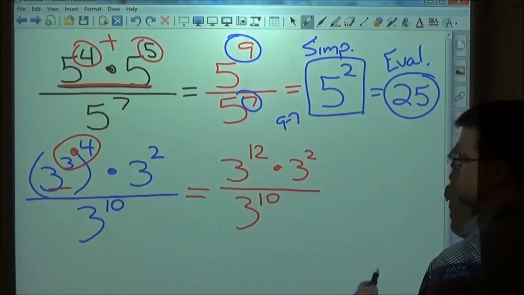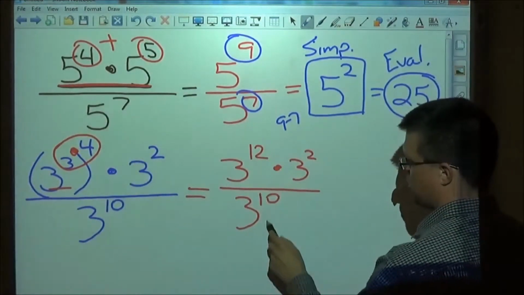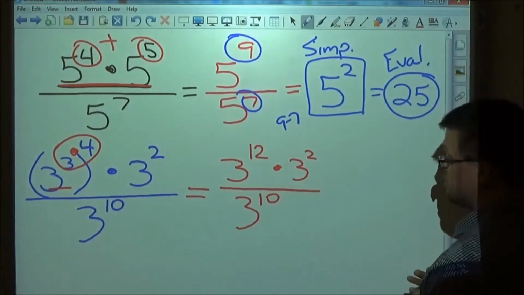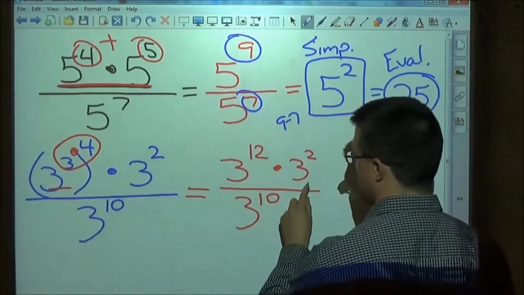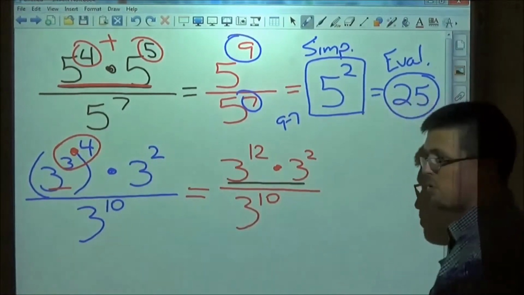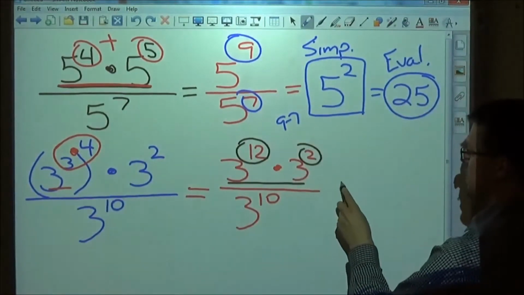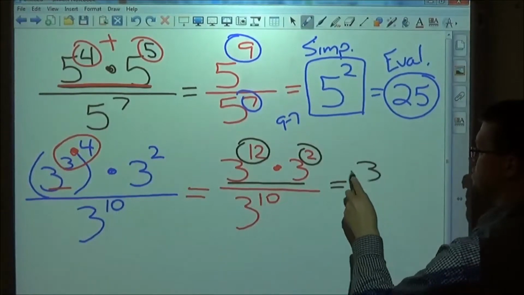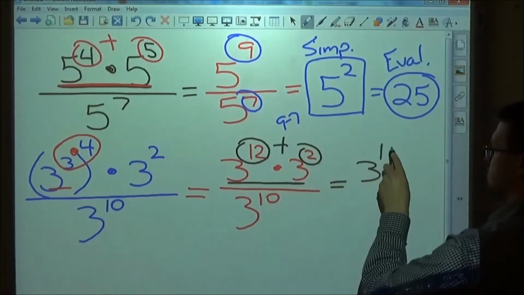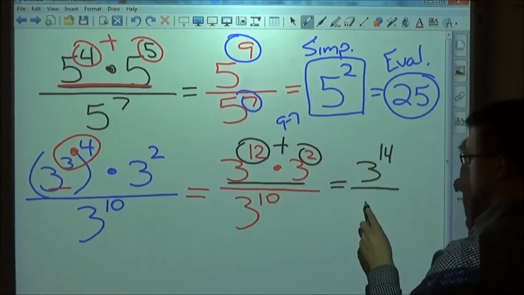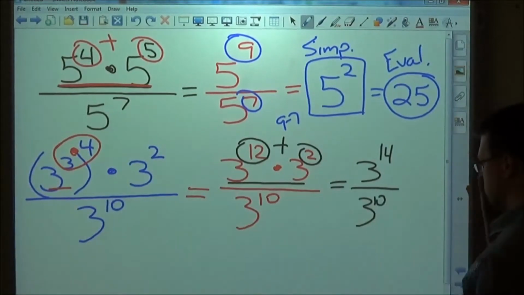Well, here's our next step. What we're going to do next. We see product rule on top, and then we see quotient rule. Well, since we have to do some multiplication, I would suggest to do the product rule. Our bases are the same, so what we're going to do to our exponents on top? Add them. 12 plus 2 is 14. That's being divided by 3 to the 10th power.